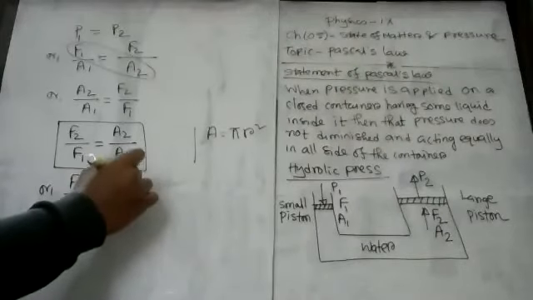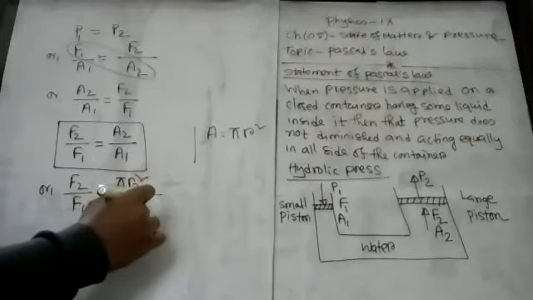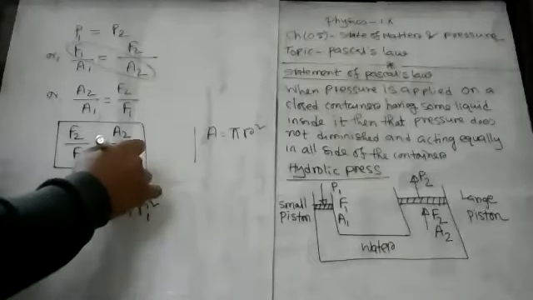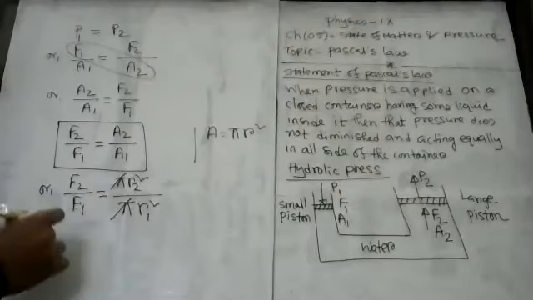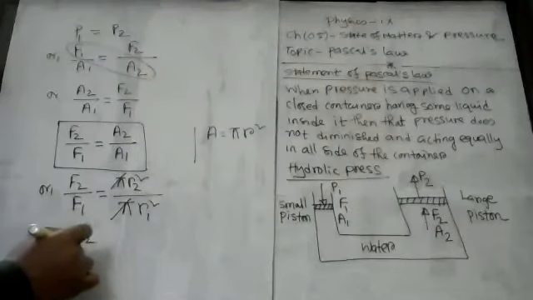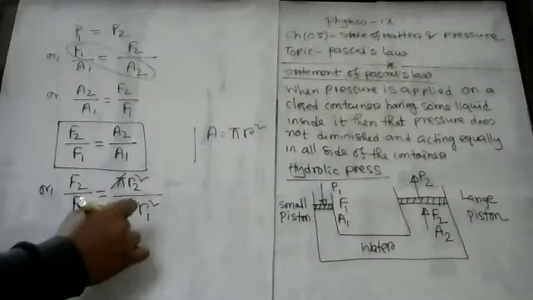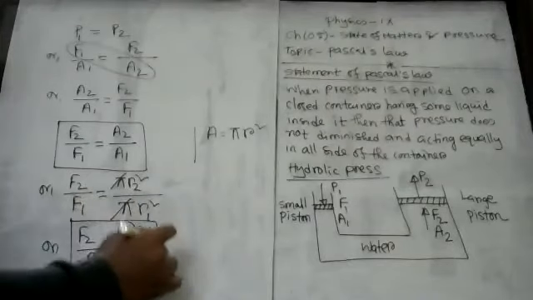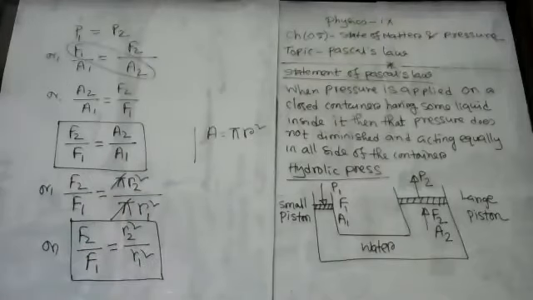Pi times r2 squared divided by pi times r1 squared. You see that pi will cancel out from the numerator and denominator, and then you get this equation: F2 by F1 will equal R2 squared divided by R1 squared. So this is the equation of Pascal's law. These are the two equations for the case of Pascal's law.